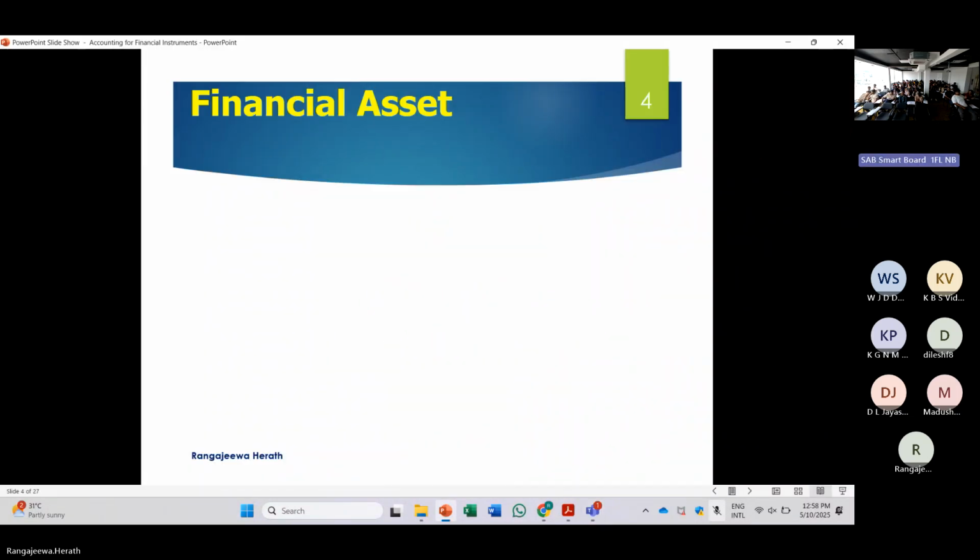Right. So financial assets. The financial asset is any asset that is cash. By definition, cash is a financial asset. Now tell me, does cash come under the definition of financial instrument? Cash is a financial asset. Does cash meet the financial instrument definition? Yes, sir.